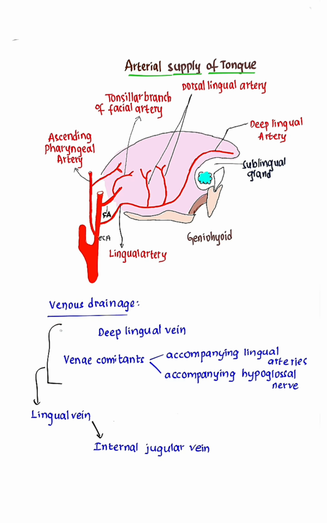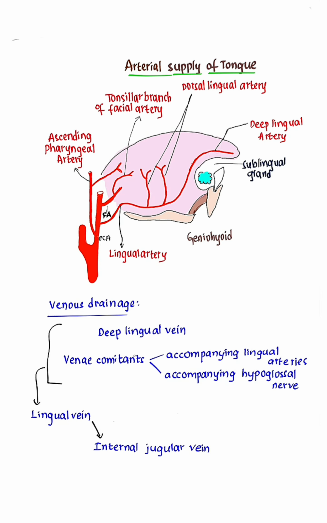Venous drainage. The tongue is drained by the following veins. It is drained by deep lingual veins. Deep lingual vein is the principal vein of the tongue. It is also drained by vena comitans accompanying lingual arteries, vena comitans accompanying hypoglossal nerve. All these together form lingual vein, which drains into internal jugular vein.